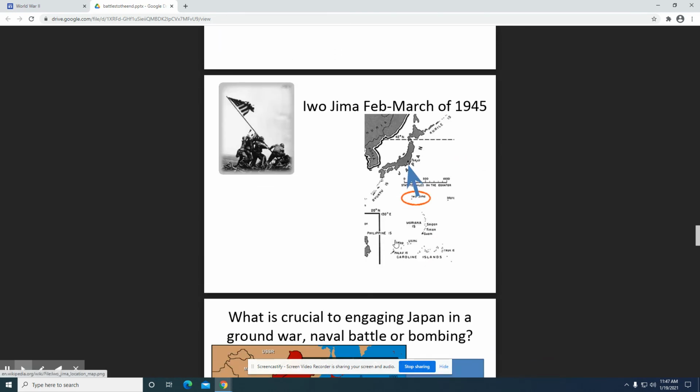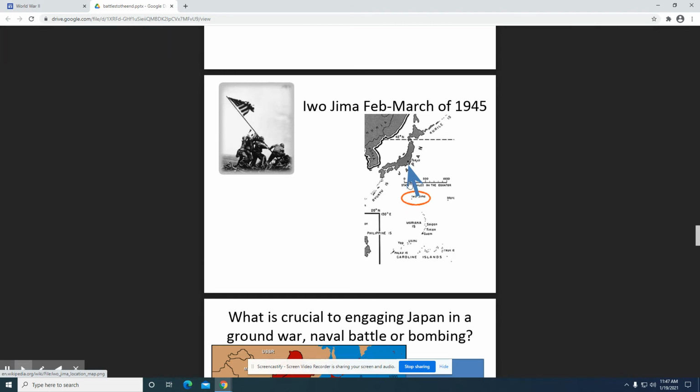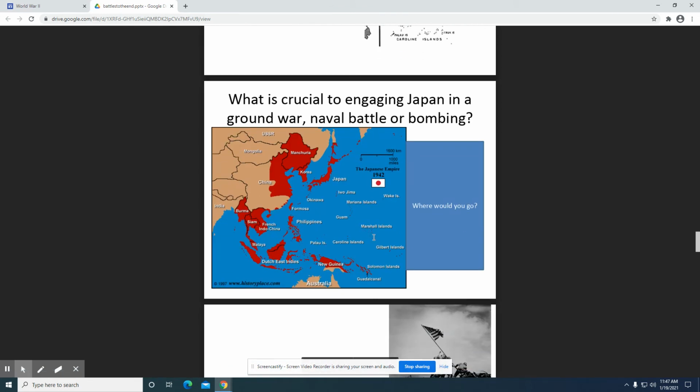So at the Iwo Jima battle, the key here is that we're getting closer to Japan, and at some point there's going to have to be a decision that is going to be made. So let's take a look at this section here, this particular map, and we see some of the significant places where battles have taken place.